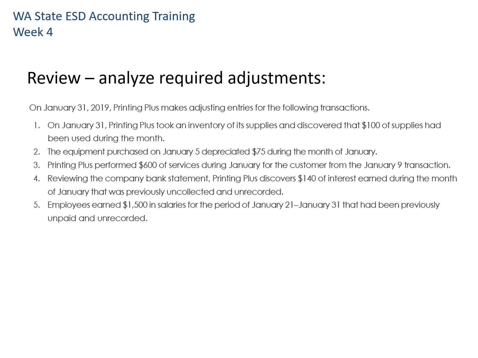Next, reviewing the company bank statement, Printing Plus discovers $140 of interest earned during the month. It was previously uncollected and unrecorded, so if we don't accrue that, if we don't recognize that, then it wouldn't be included in our books.